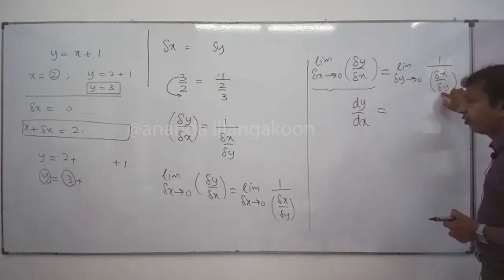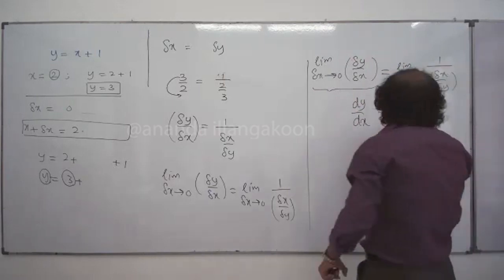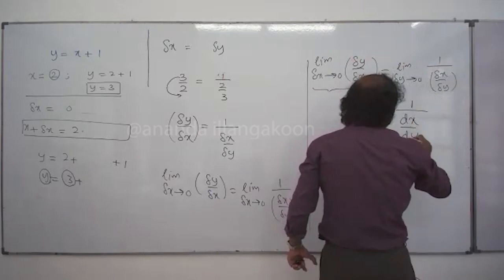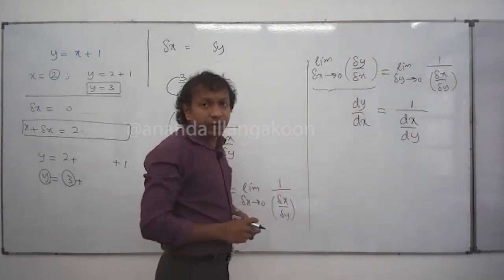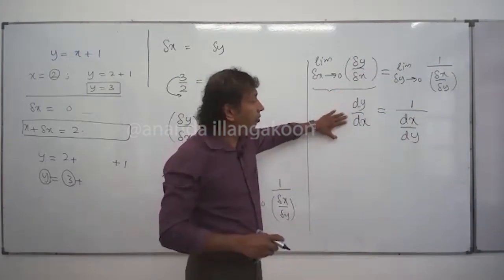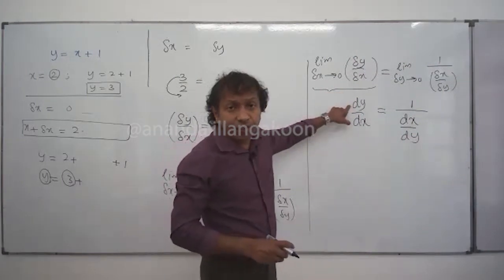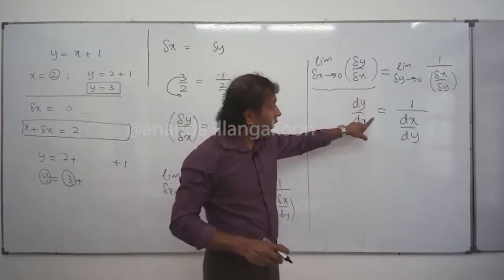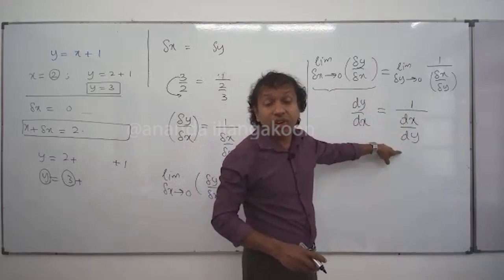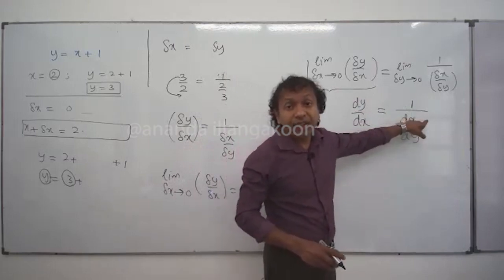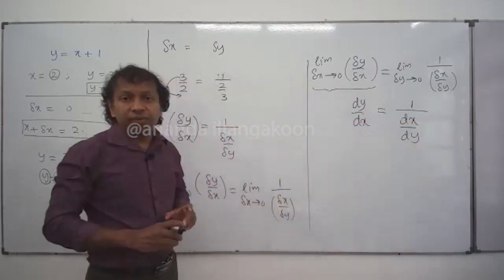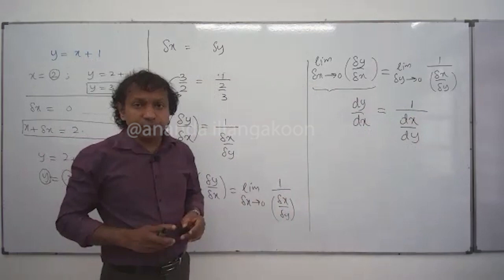This delta letter we have to replace by d. So the result we get, dx by dy, is another very important result, people. Dy by dx is the derivative of y with respect to x. It is equal to 1 upon dx upon dy. What is this dx upon dy? The derivative of x with respect to y.